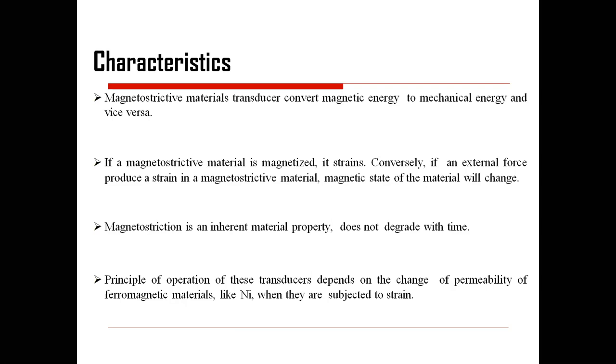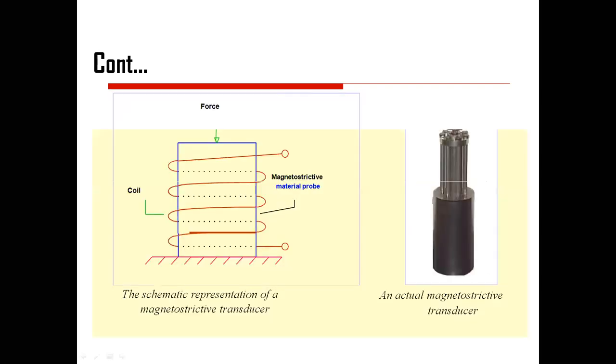So another one is that the principal operation of this transducer depends on the change of permeability of the ferromagnetic material, because for the magnetic field we are using the ferromagnetic material, and those ferromagnetic materials are nothing but nickel, when they are subjected to the strain. So this is the concept.